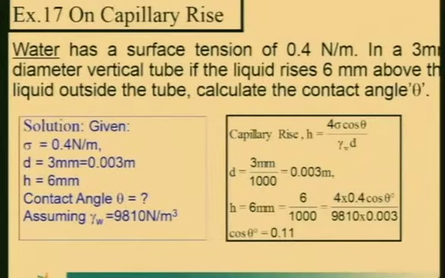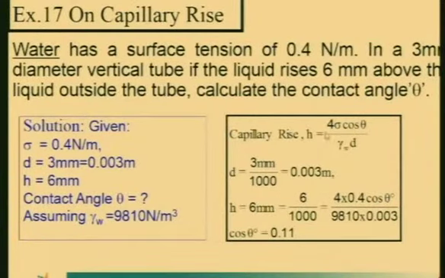So, we get 0.003 meters. The capillary rise is 6 mm, which is given, but the contact angle is not given. Theta is not known. Assuming gamma W as 9810 Newton per meter cube, we use the formula of the capillary rise, you can see the formula here: H is equal to 4 sigma cos theta divided by gamma W into D.